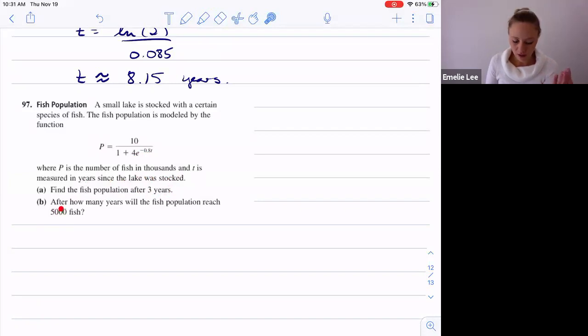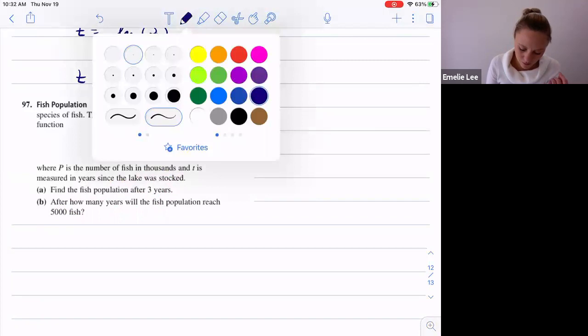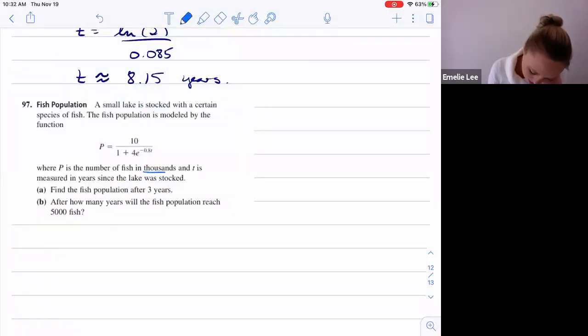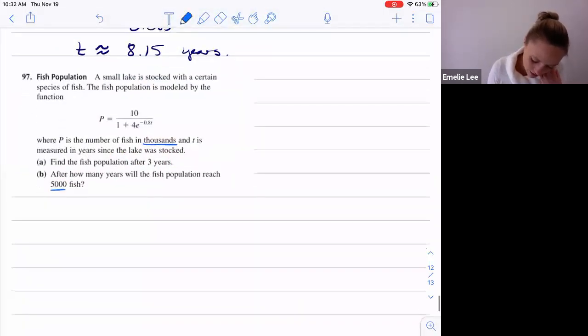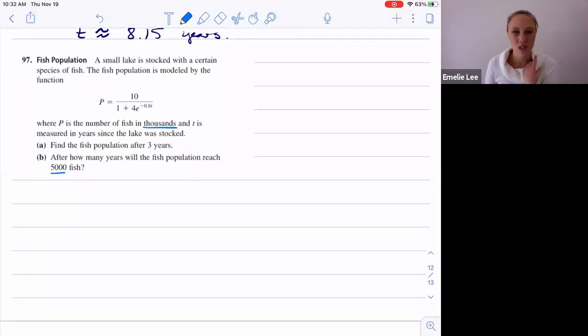But then now we can also find after how many years will the fish population reach 5,000 fish. Remembering the units here, so paying attention to the units, thousands. So 5,000 is just going to be 5, right? So just be careful with your units. So A, let T be 3 years.